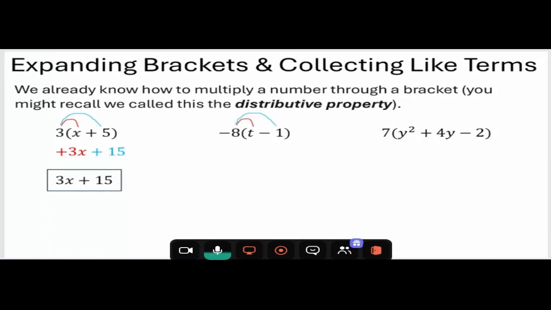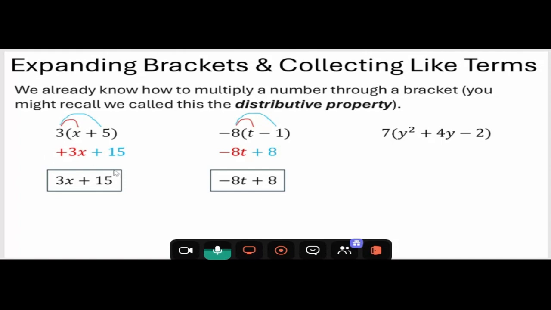Here we're going to run the negative 8 through the bracket. So negative 8 times t, that's just negative 8t. And you see when the leading term is negative, we have to put it there, right? Unlike over here. And negative 8 times negative 1 is plus 8. So again, you see how every term ends up having a plus or a minus with it, even when we don't bother to write it. So there is the second one expanded.